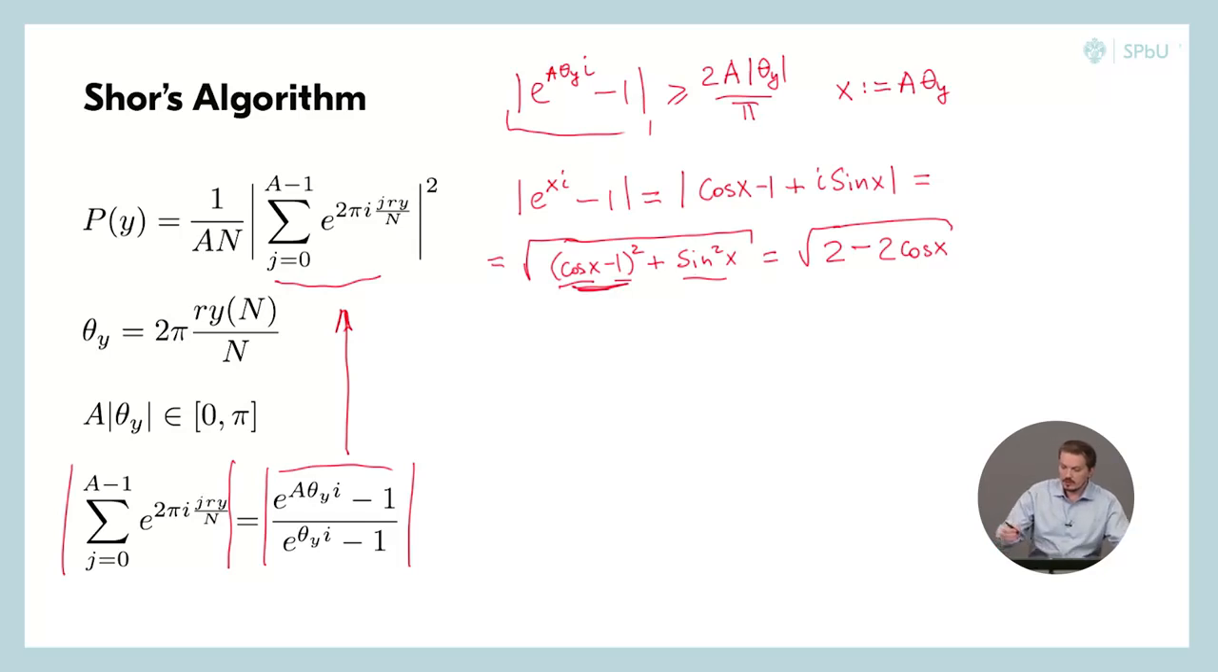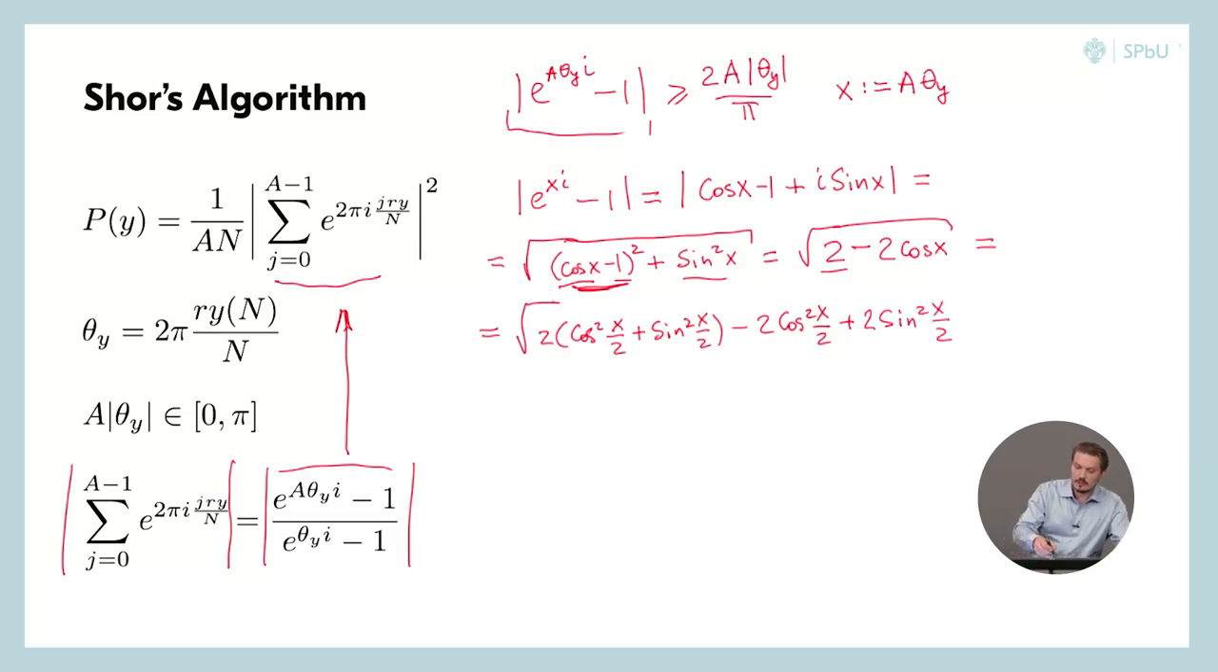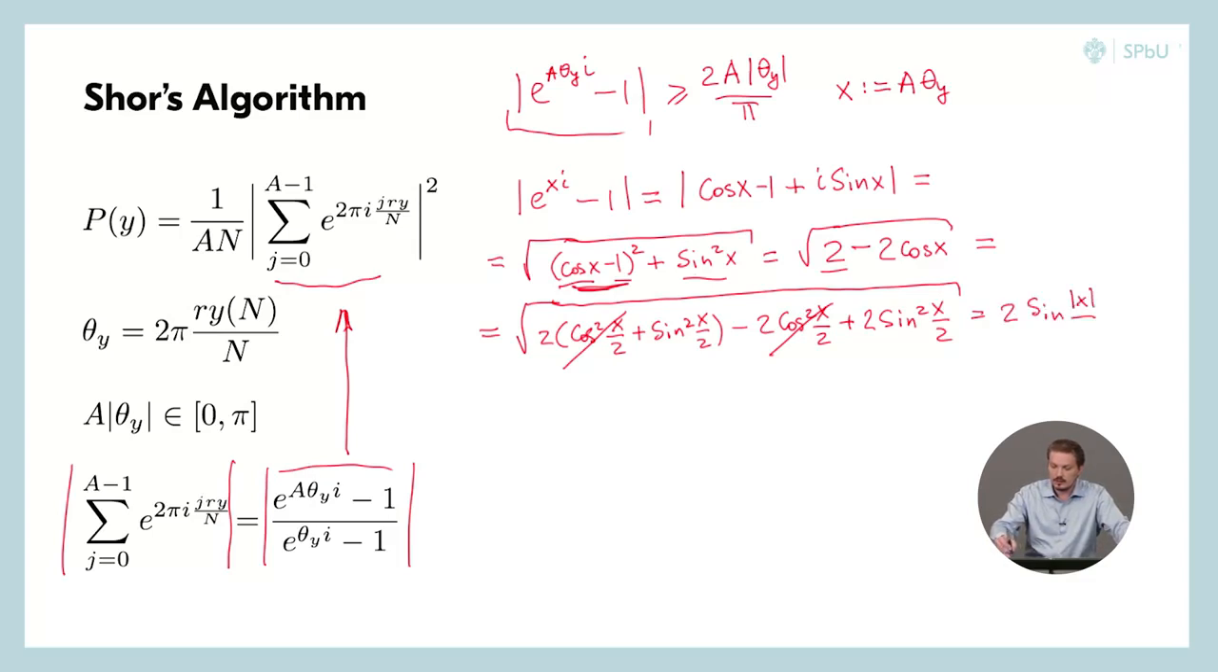Okay, it does not look good yet, so we are going to employ the formula for the cosine of double angle. Instead of this 2 here, we are going to write 2 cosine squared x divided by 2 plus 2 sine squared x divided by 2. And instead of 2 cosine x, we are going to write 2 cosine squared x divided by 2 minus 2 sine squared x divided by 2. So here I employ the formula for the cosine of double angle. And this looks better now, because these cosines go away, and the only thing left here is 4 sine squared. So we can write that it equals 2 sine of modulo x divided by 2.